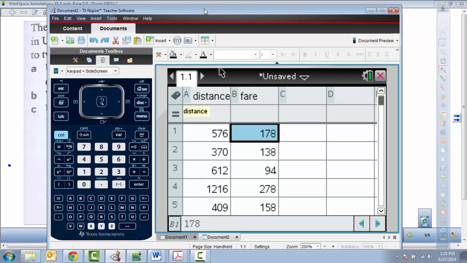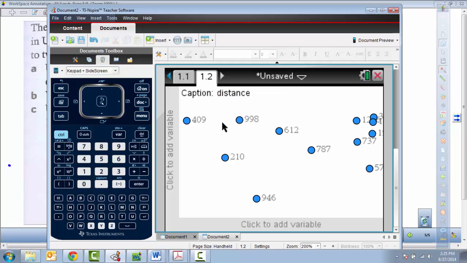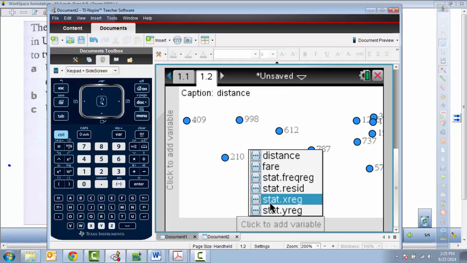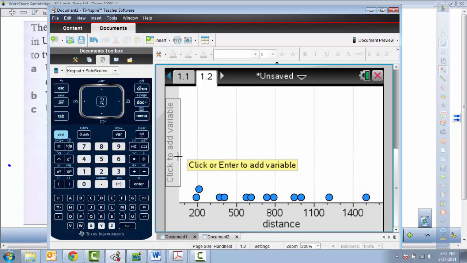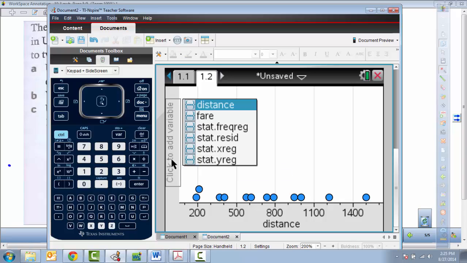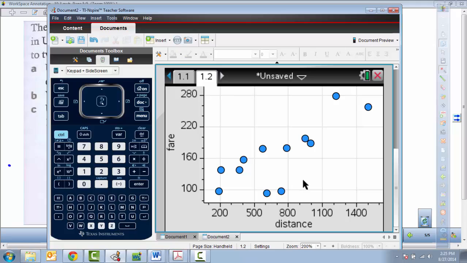Okay, let's see, how do we do that? Well, add a page, data and statistics. We want our distance to be our independent variable. The fare depends on the distance, so our fare is our dependent variable, and there's our scatter plot.